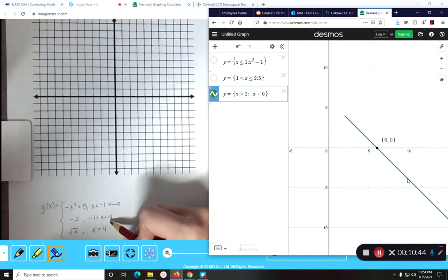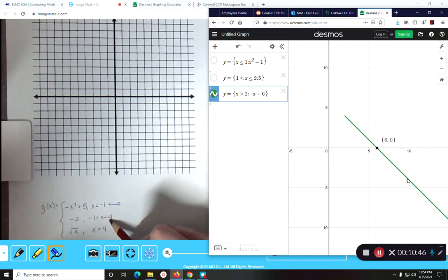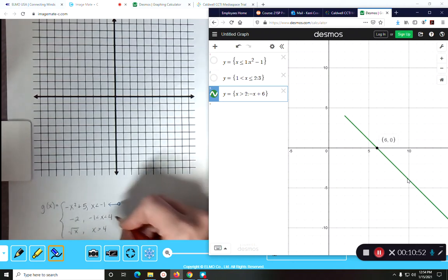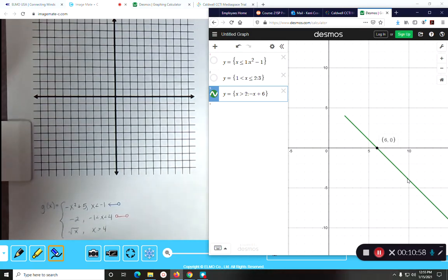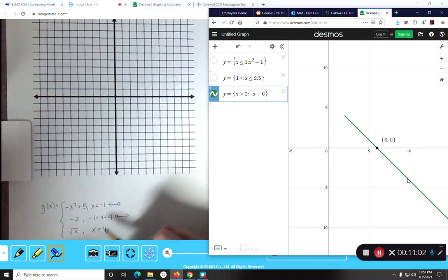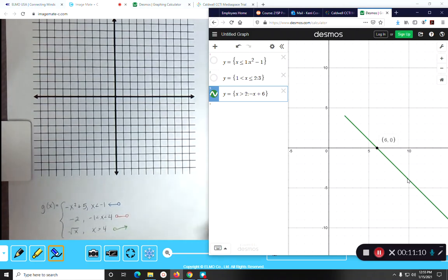Okay, for the middle, my two endpoints in the middle are negative 1 and 4, and neither one of those have equal to's. So they're both open circles. So I'm going to have an open circle on each end with a graph in the middle. We don't know what that graph is yet. And then for my green one, it's also an open circle. Okay, so I'm going to have an open circle, and I'm going to go to the right because it's greater than, so that graph is going to go in that direction.